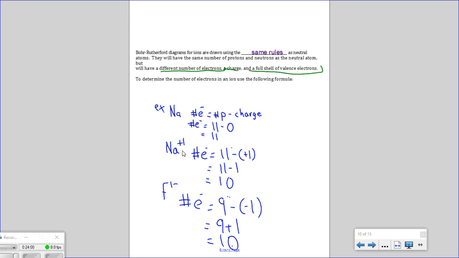For the sodium ion, which has a charge of +1, to figure out the number of electrons, we take the number of protons, which is 11, and subtract the charge, which is +1. So we have 11 minus 1, which gives us a total of 10 electrons. For fluorine, it would be the same thing. For the fluorine ion, we take the number of protons and subtract the charge. So we have 9 protons minus a charge of -1. A negative times a negative becomes a positive, and we have a total of 10 electrons orbiting that nucleus.